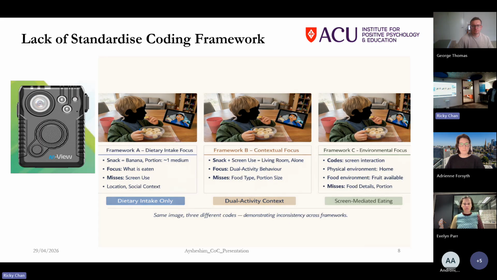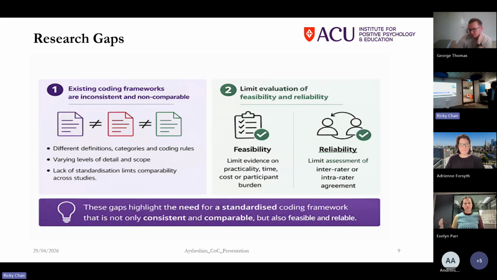The first one focuses on dietary intake, or what the child eats. It misses environmental and contextual factors. The second focuses on environmental factors and misses detailed diet plan and portion size. So it indicates that there are different definitions, criteria, and procedures to set the same objective.